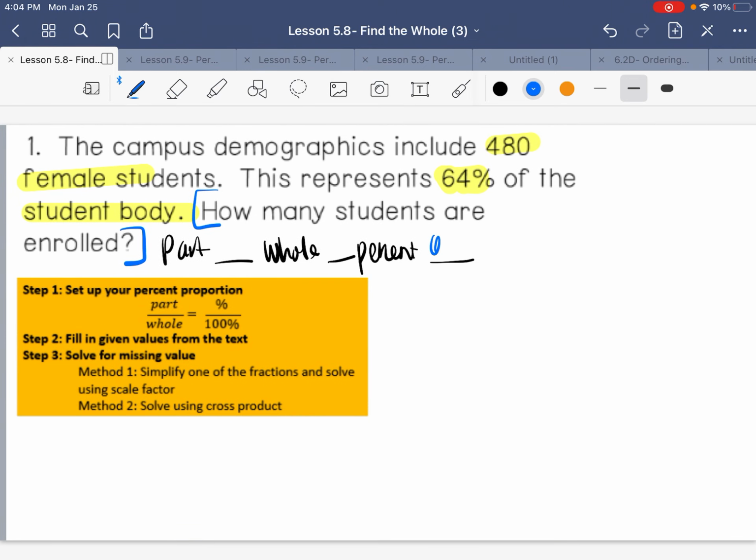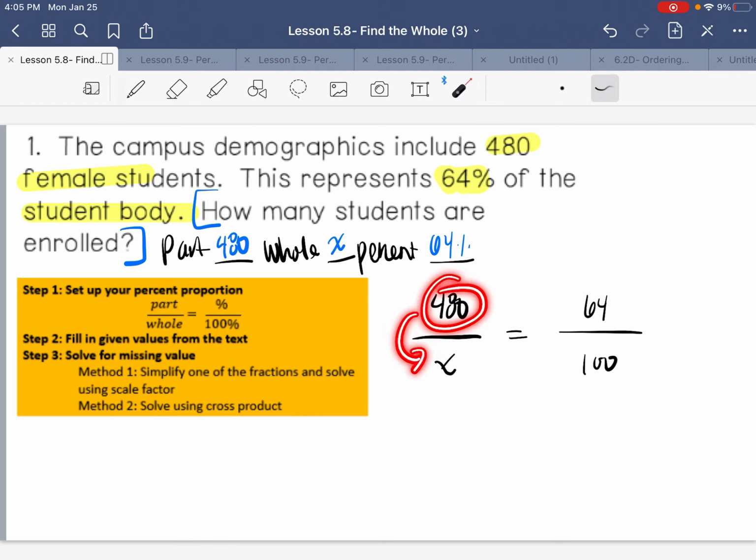My percent is 64%. My part is 480. Why? Because that's how many females there are. And my whole is X because I don't know how many students there are in total. Step 2, set up that proportion. Remember, it's always part out of whole. Part out of whole. So therefore, I'm going to put 480 out of X and 64 out of 100. Part out of whole is equal to percent out of 100, just like a percent proportion states.